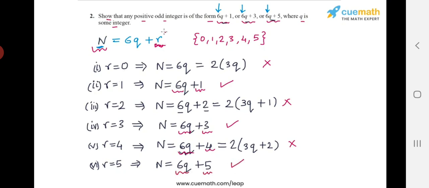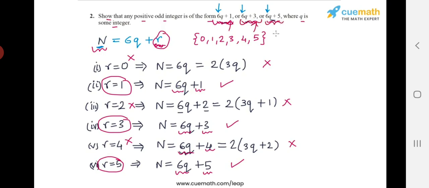So the possible values of the remainder can be r equal to 1, r equal to 3, r equal to 5, because for these values of the remainder n is odd. The values that do not work are r is equal to 0, r is equal to 2 and r is equal to 4, because for these values n comes out to be even. So because r can take on only 1, 3 and 5, we see that n can only be of the form 6q plus 1, where r is 1, 6q plus 3, where r is 3, and 6q plus 5, where r is equal to 5. So that's how you can solve this question.